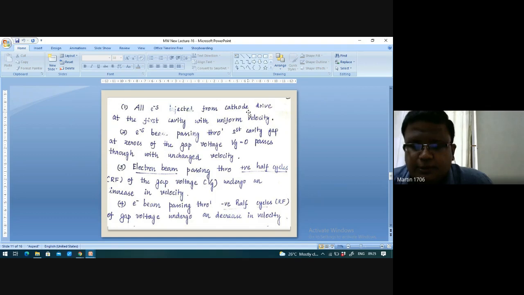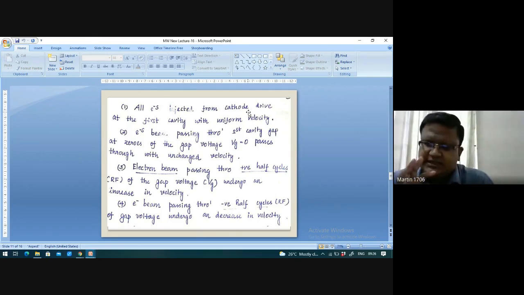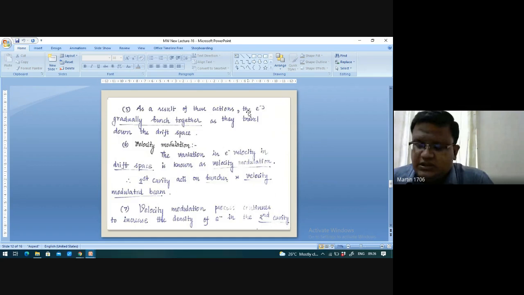The electron beam passing through the positive half cycle of the radio frequency gap voltage undergoes an increase in velocity. The fourth point is the electron beam passing through the negative half cycle of the gap voltage undergoes a decrease in velocity, as I told before. So one is acceleration and deceleration based on the polarity change on the top and bottom. As a result of these actions, the electrons gradually bunch together as they travel down the drift space.